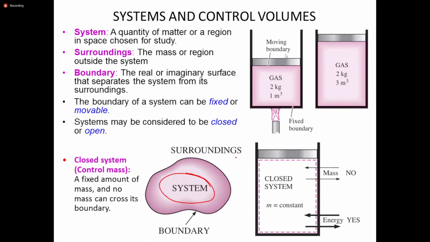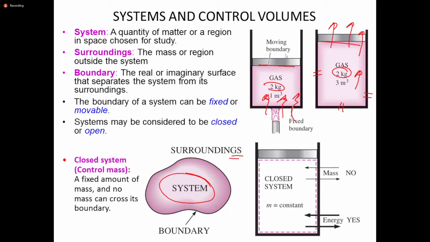Whatever is outside is called the surrounding, and in between we have the boundary. Boundaries are classified into different categories: fixed boundaries, moving boundaries, real boundaries, imaginary boundaries, depending on the application. If you have a piston and cylinder arrangement with 2 kg of gas whose volume is 1 meter cube, and here the volume is 3 meter cube because we added heat into the cylinder, then the gas will expand, the volume increases, it will do work, and the piston will move in the upward direction. When the piston moves upward, this boundary moves upward. But what about the others? Fixed. This boundary is what we call a moving boundary.